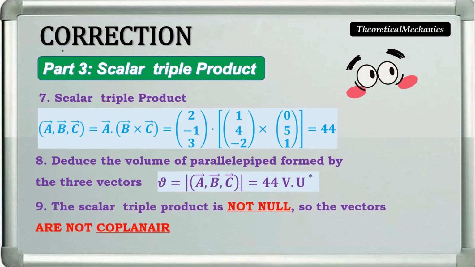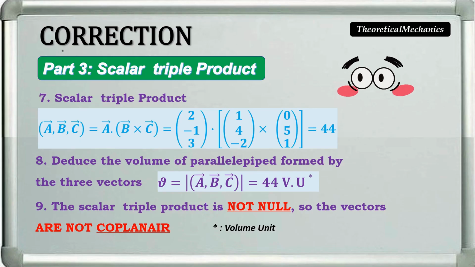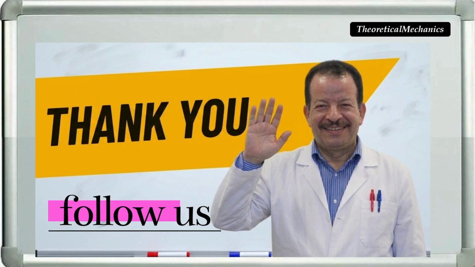After performing the calculation, we obtain 44 as the result. This value also represents the volume of the parallelepiped formed by the three vectors A, B, and C. Since this volume is not zero, the vectors are not coplanar. And that's it. This exercise summarizes the fundamental operations of vector calculus that are widely used in mechanics and physics.